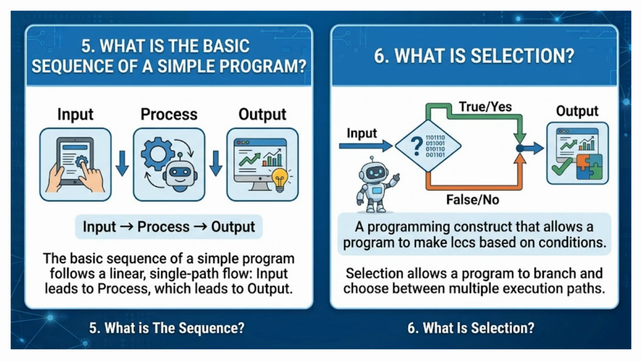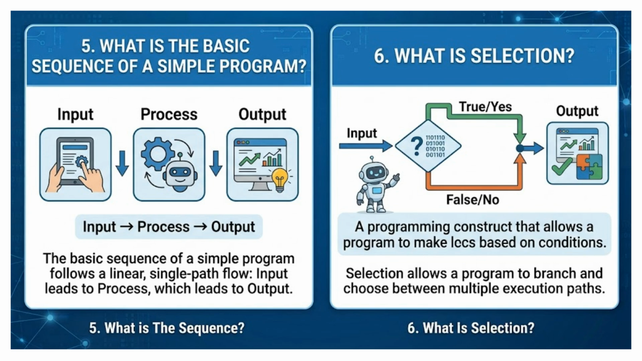Every simple computer program follows a basic sequence of 3 steps: input, process, and output. First comes input. This is where the program receives data from the user, such as typing a name, entering numbers, or clicking a button. Next is process. During this stage, the computer performs calculations, comparisons, or other operations using the input data. Finally, the program produces an output.